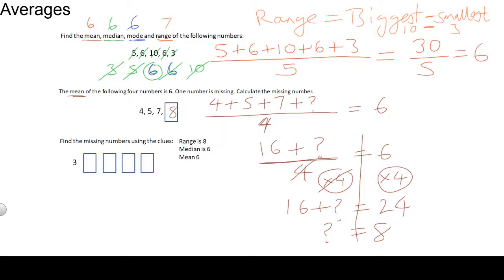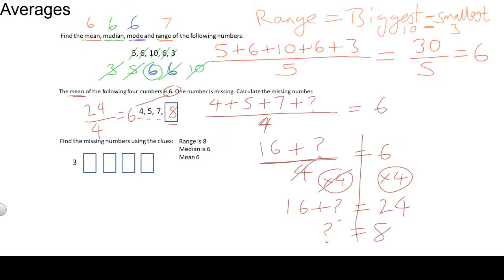And you can check by just adding all 4 numbers and then dividing by 4. So I'm just checking. 4 add 5 is 9, 9 add 7 is 16, 16 add 8 is 24. 24 divided by the number of numbers, 24 divided by 4 is 6, is what I've got over here.